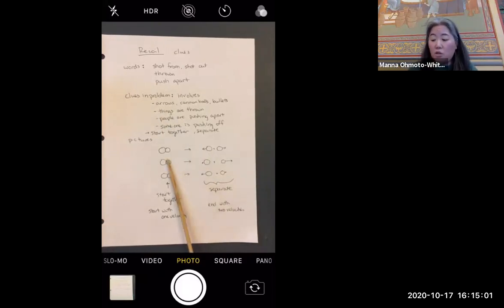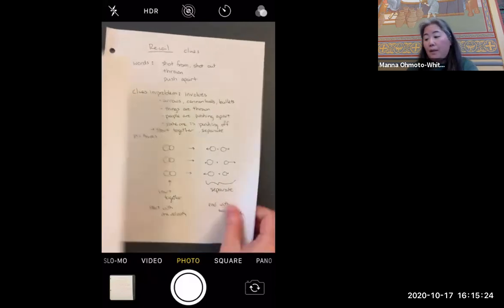So in the pictures, I start out stuck together, and if there's a velocity, there's one velocity, one arrow. And then in the end, they separate. Usually with a recoil problem, they not only separate, but they go in opposite directions. So that's another clue. If they're going in opposite directions, then chances are it was a recoil, and they started out together.